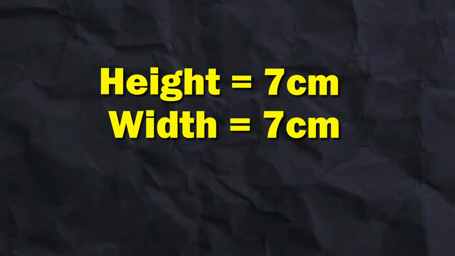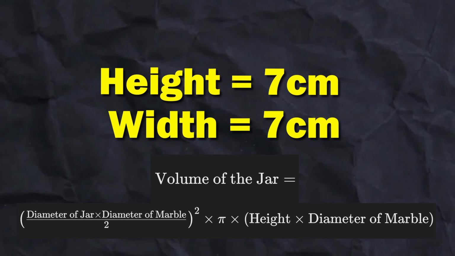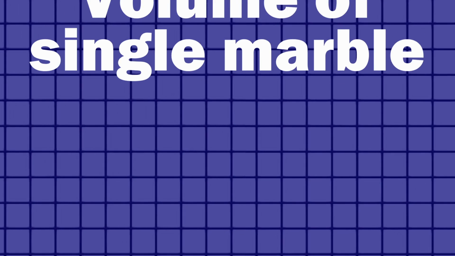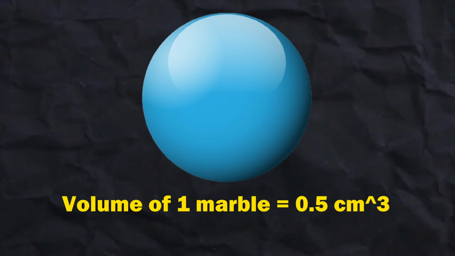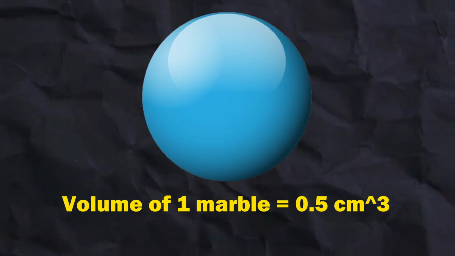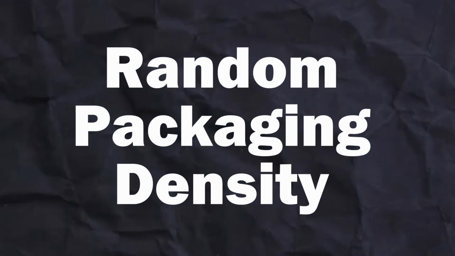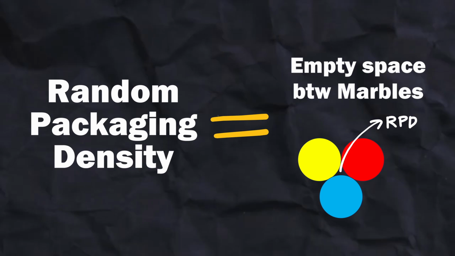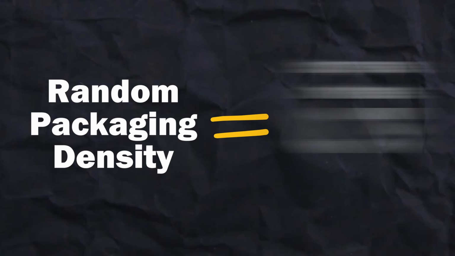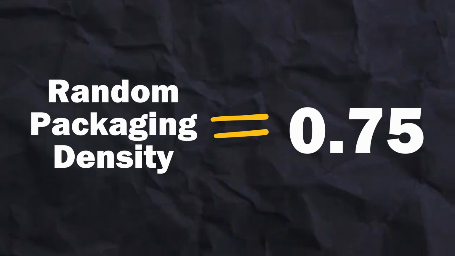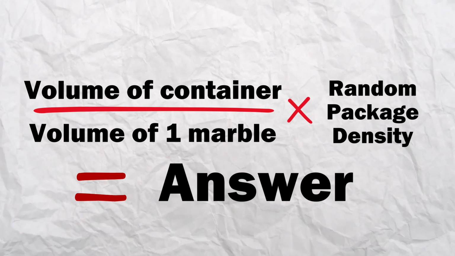By using these values, we calculate the volume using this formula. Volume of a single marble is estimated to be around 0.5 considering its 1 cm size. And finally, RPD. This factor accounts for the empty space between the marbles, whose value is around 0.75. Substitute all these values and there you have it.